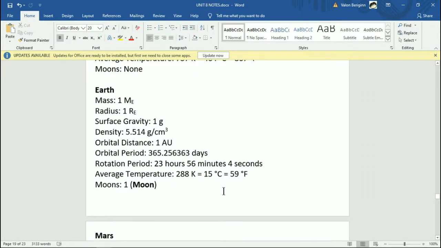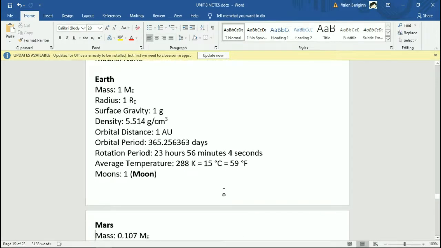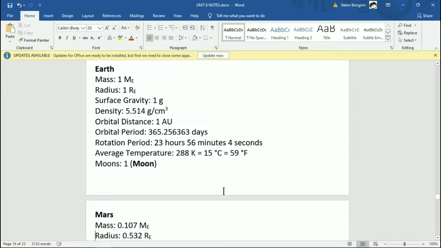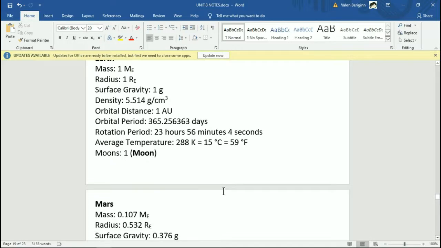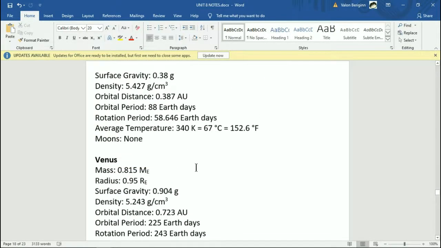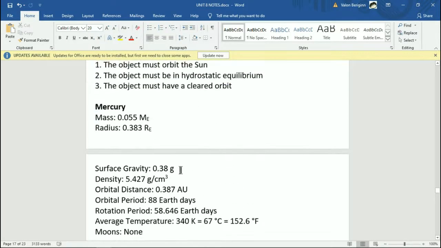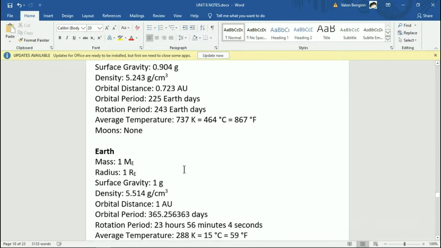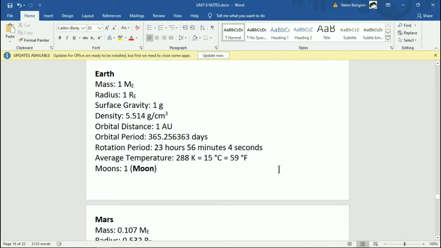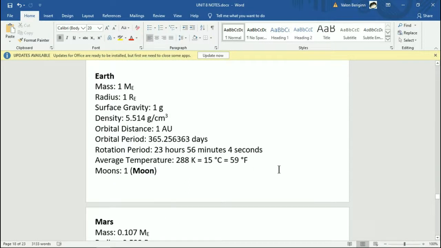Okay, moving on to Mars. Mars is about 1/10 the mass of Earth. It's about half the size of Earth. Surface gravity is 0.37. That's actually smaller than Mercury, isn't it? Yes, it's a little bit smaller than Mercury. So even though Mercury is noticeably smaller than Mars, Mercury's surface gravity is 0.55, and this is 0.38. Mercury actually has a larger surface gravity.